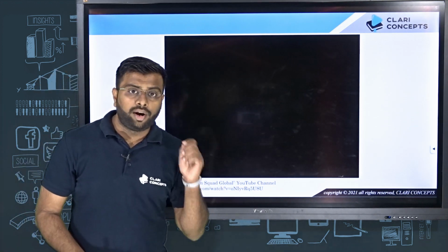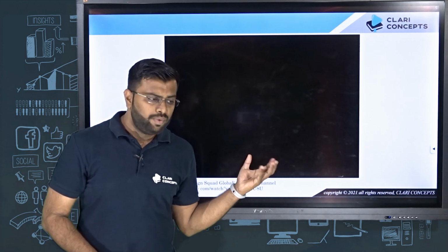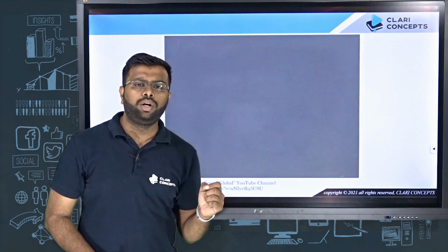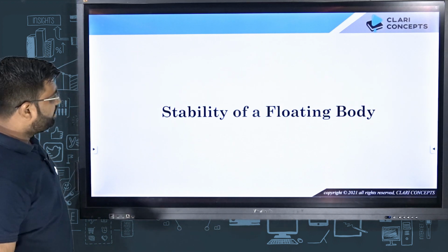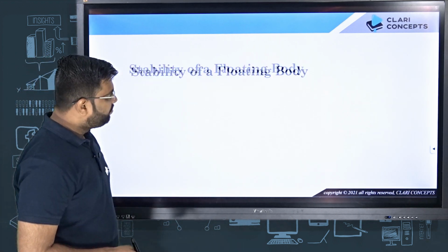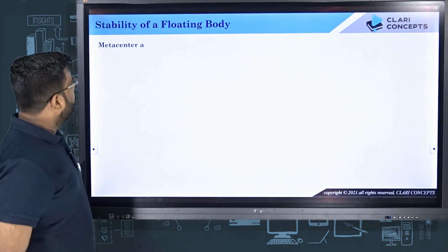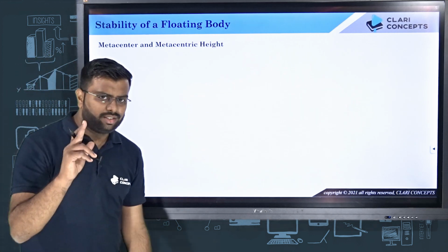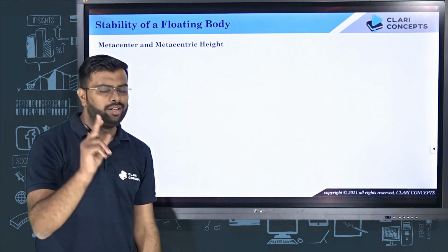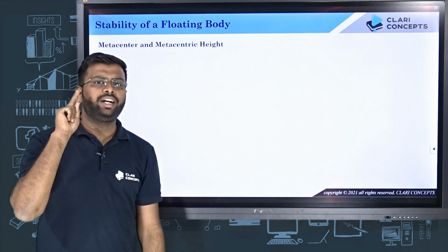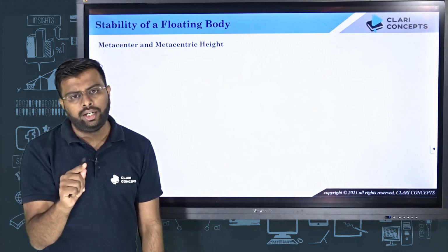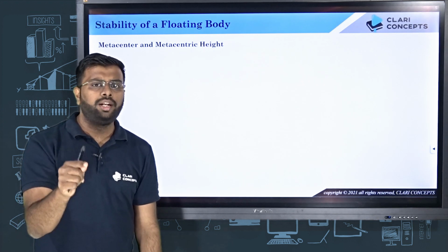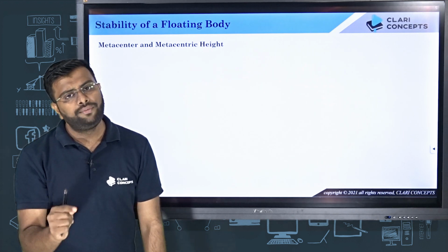So now let us see what the criteria are for this kind of stability, and how we can understand the stability of a section that you have designed. So we will see the stability of a floating body. Alright, there are two things which help you in understanding this. One is the metacenter, the other is the metacentric height. Let us first understand what the metacenter and metacentric height are, and after that we will understand the stability criteria for a floating body.